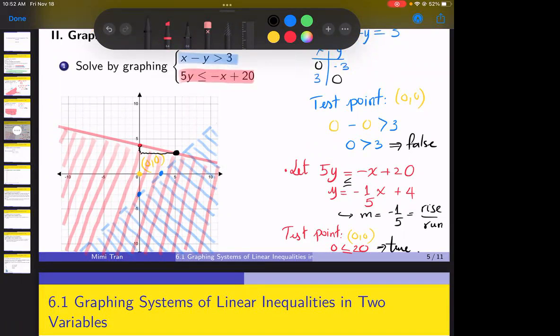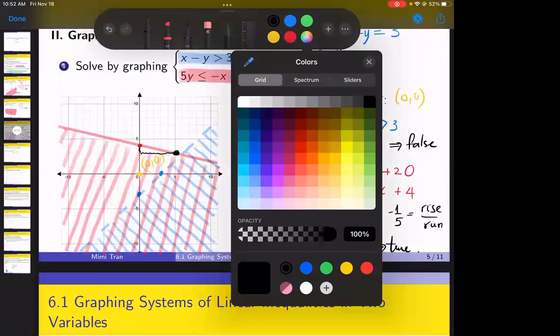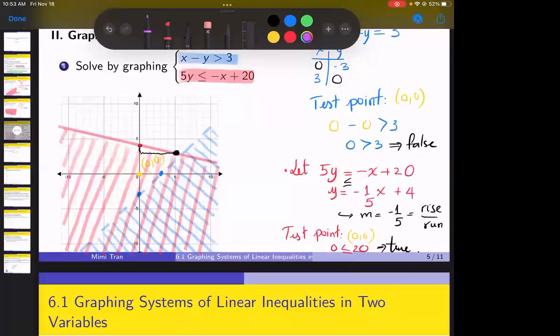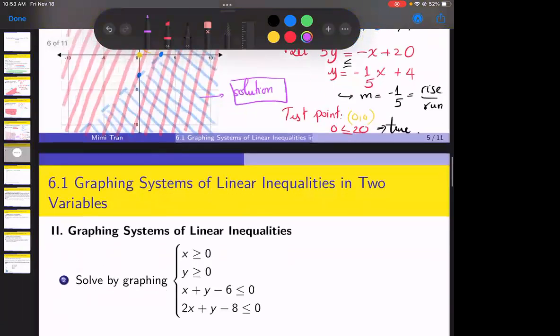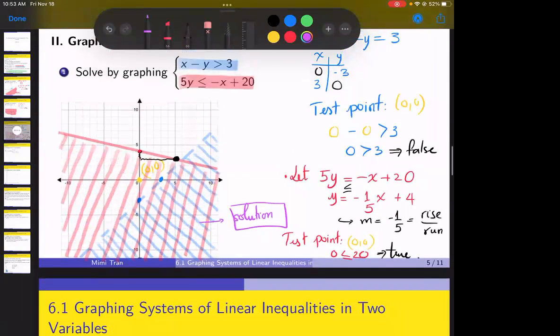Now, finally, I want you to indicate the solution. So what is my solution? On the exam, I'll make that 1 point. You gotta indicate solution. The solution will be where they intersect, right? Which is right here in the diamond shape region. So you gotta do that. That's 1 point. So far, so good.